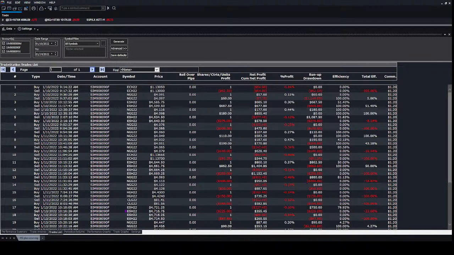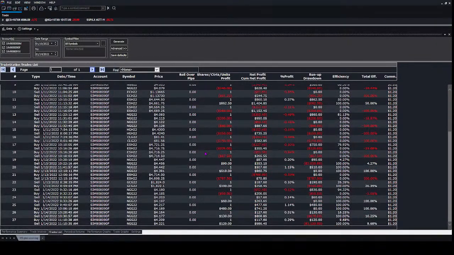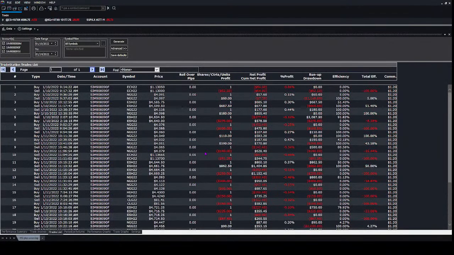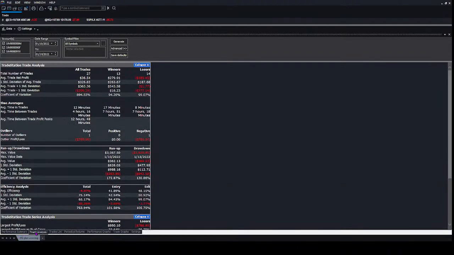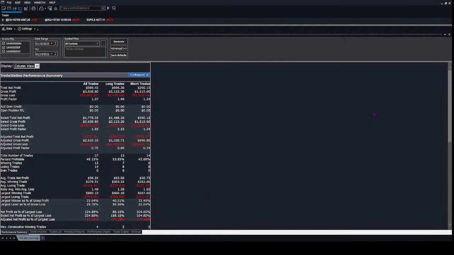But yeah, so here's all the trades. It'd be interesting to see what the bots scan for. So you can see here the average profit was $36. So that was last week.